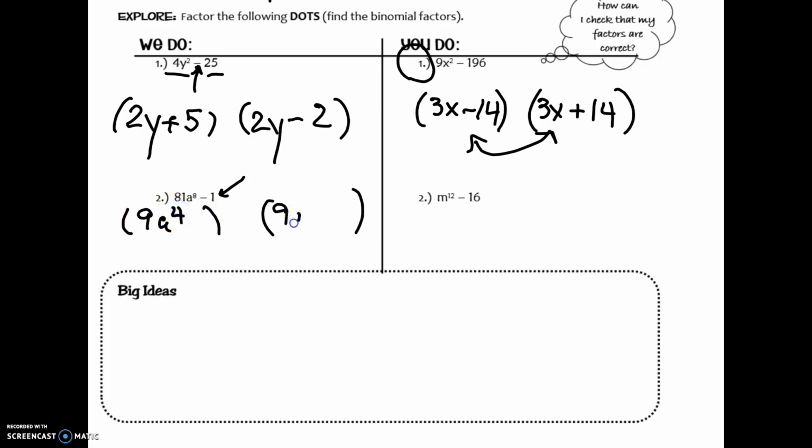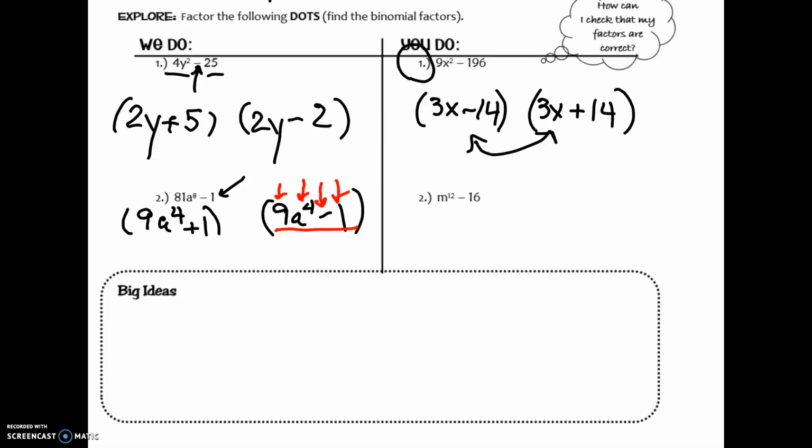a to the 4th, because I'm splitting 8 in half. And then the square root of 1 is 1, so I have plus 1 and I have minus 1. So here, if you look at my factor, I have addition of two terms. So that factor looks pretty solid. But if I draw my attention over here to this factor, you're going to notice that here I have a perfect square, an even exponent, and subtraction.